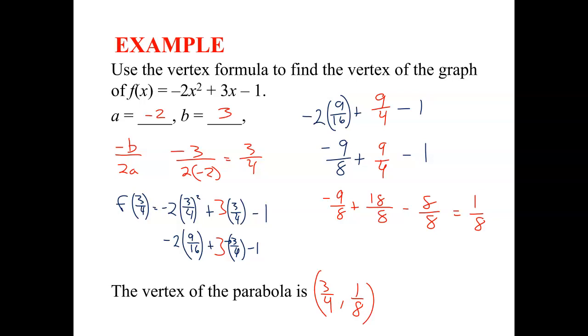And then this is 1/1. So in order to get a denominator of 8, multiply it by 8, 8/8. And then negative 9 plus 18 is 9. Minus 8 is 1. Okay. So what's the difference?